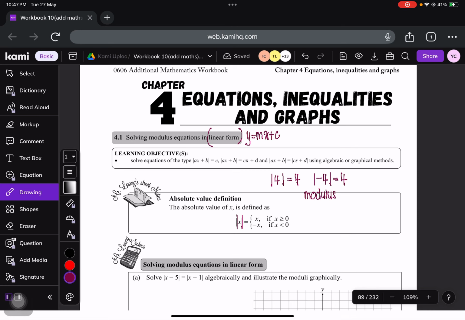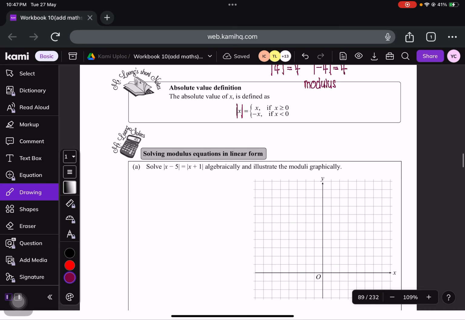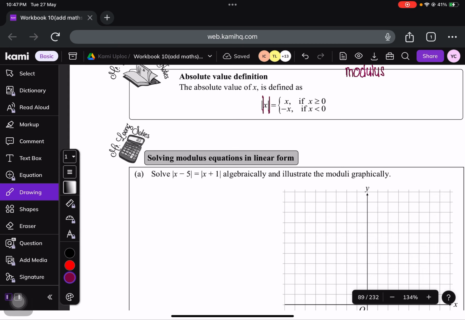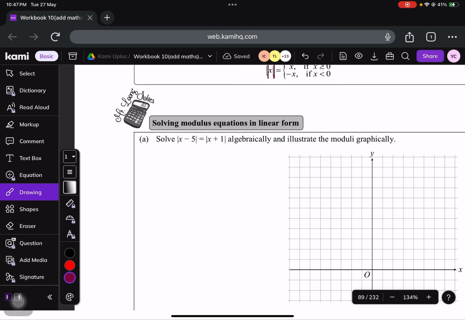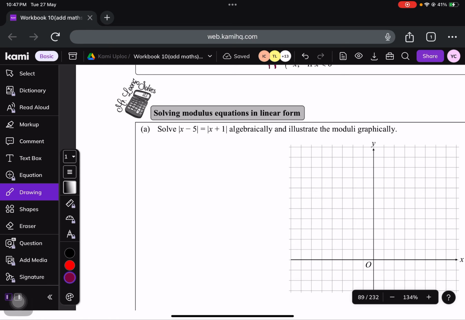Now the first thing I want to talk about is solving modulus equations in linear form. Let's look at this question: they want to solve modulus of x minus 5 equals modulus of x plus 1. I want to solve it algebraically and also draw it using graphs, so we also need to know how to draw graphs. There are a lot of methods for doing this kind of question, but I like to use the squaring method, because the squaring method works for everything.